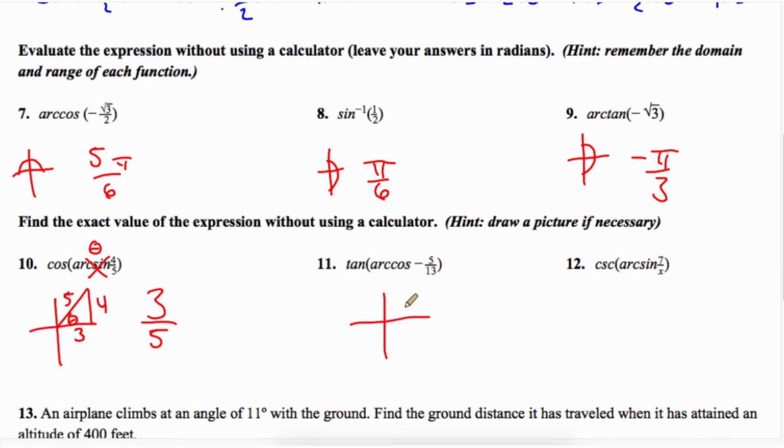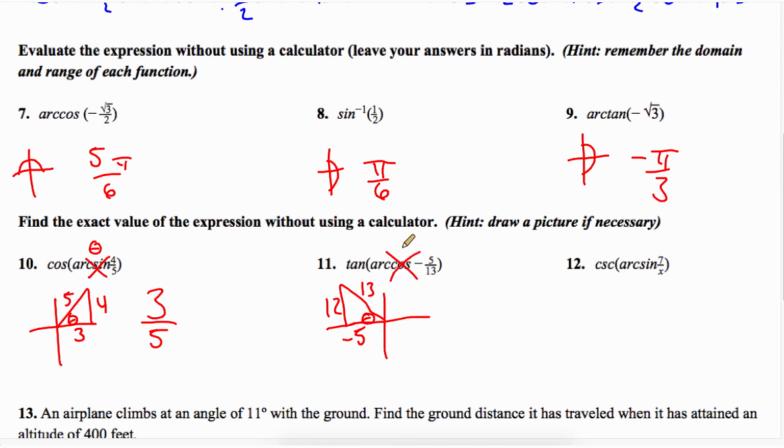Arc cosine means that we need to be on the top half, and since this is negative, this is going to be a picture in the 2nd quadrant. Again, I'm going to put theta right next to the origin. Cosine means that we have the adjacent side and the hypotenuse. And since this 5 is the x value, that has to get the negative on it. Now this is also a Pythagorean triple. That opposite side should end up being 12.